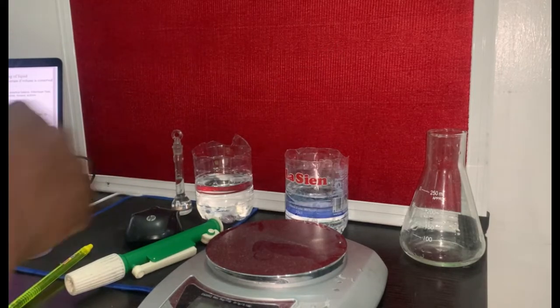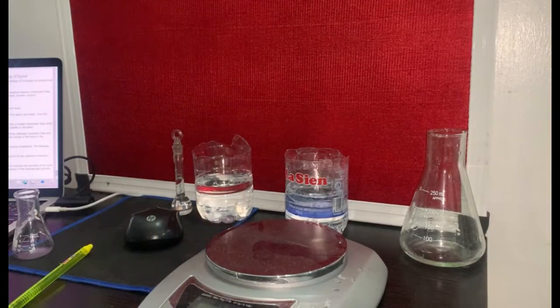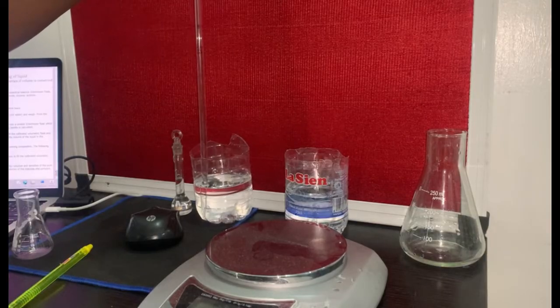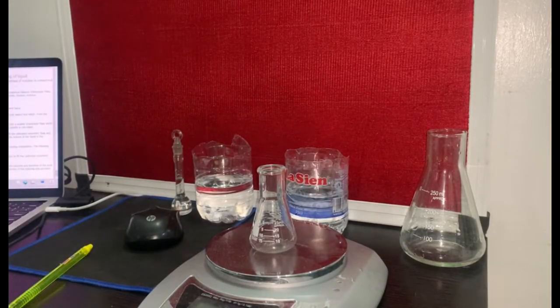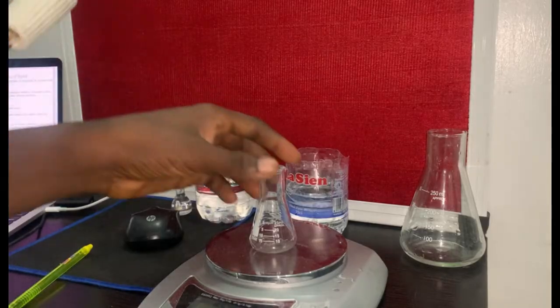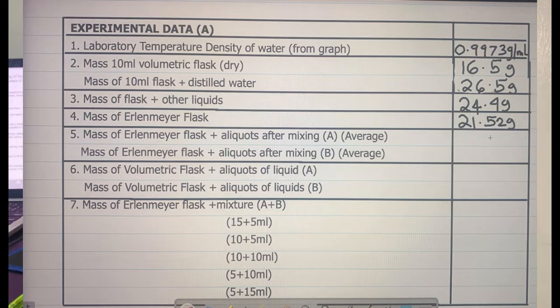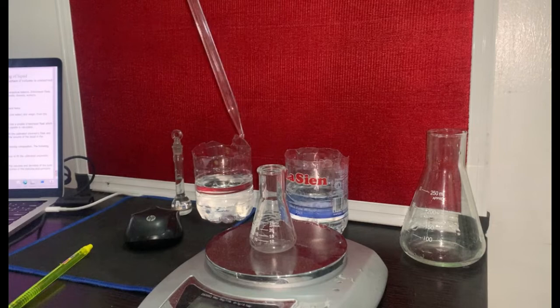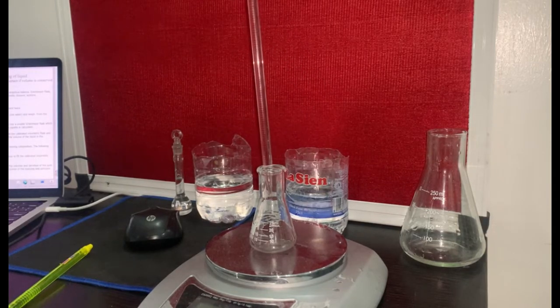Okay, so like I said, you're going to take water. Class, I've already done this before now, so I just feel I should explain it again. This flask, when it is empty, is 21.52. So when I transfer 5 ml of this into this flask, I'm not going to transfer this one because it's leaking.